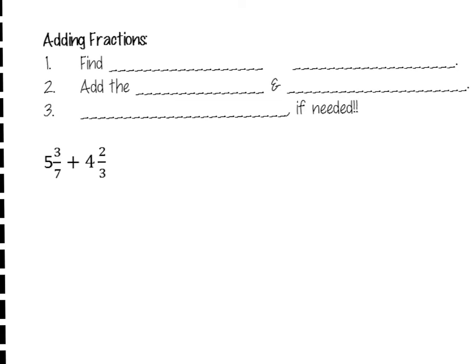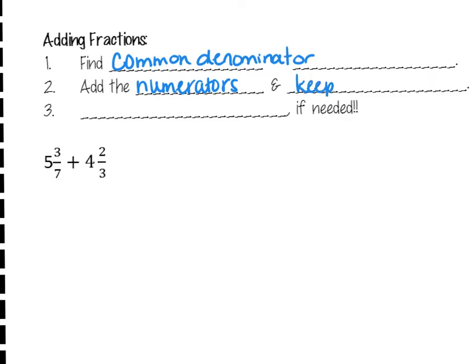In this case, we would have to change to improper before we found a common denominator. But we're going to just find a common denominator first. And then when you have fractions, you add the numerators and keep the denominator. So remember, it just stays the same.